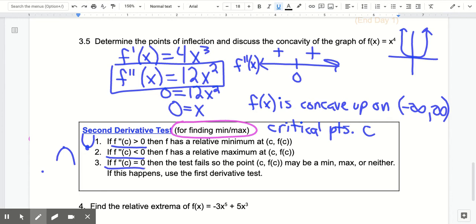Now, if the second derivative is 0, then the test fails. The second derivative test doesn't work, so it might be a minimum, it might be a maximum, it might be neither. If that happens, we have to use the first derivative test. So we have to back up to what we had done previously. So let me walk you through an example of this.